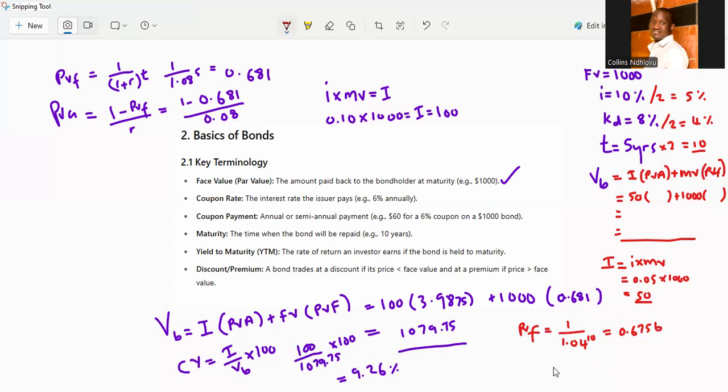Then what becomes our interest factor annuity? PVA. 1 minus the interest factor divided by what? The interest rate R. What is our R this time? 4%, 0.04. Now be careful in calculating the annuity factor now.